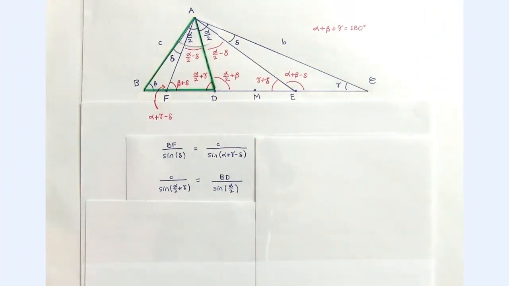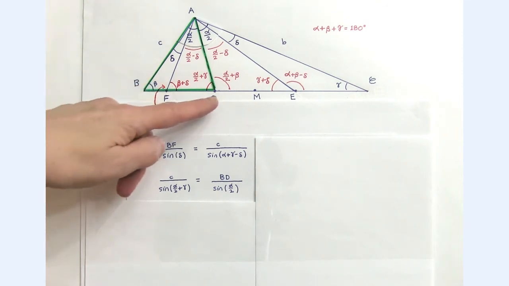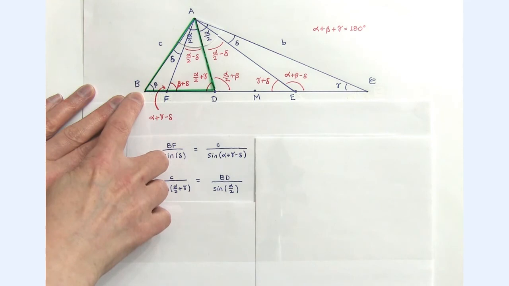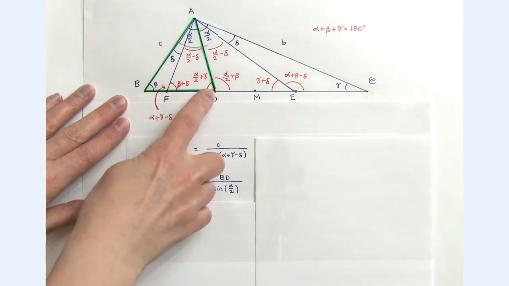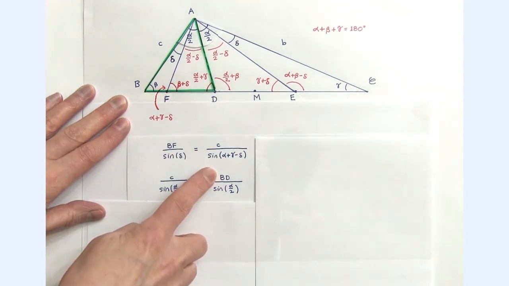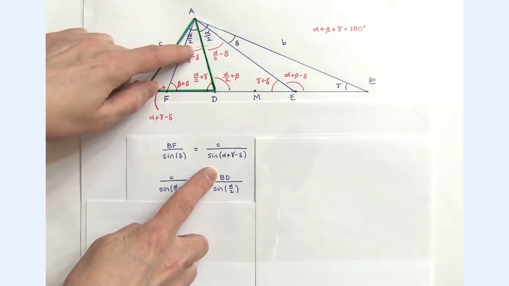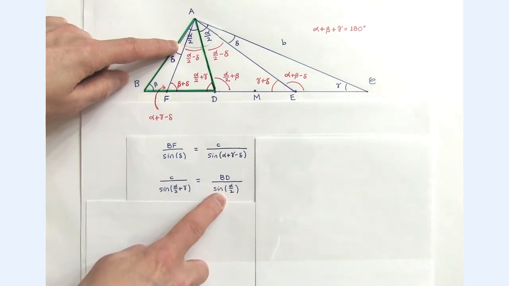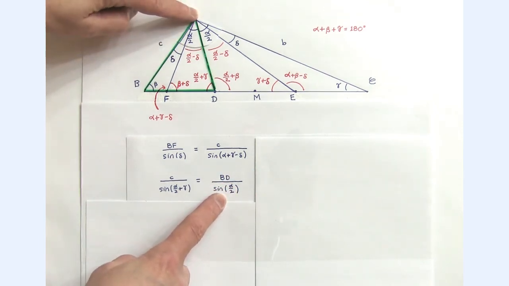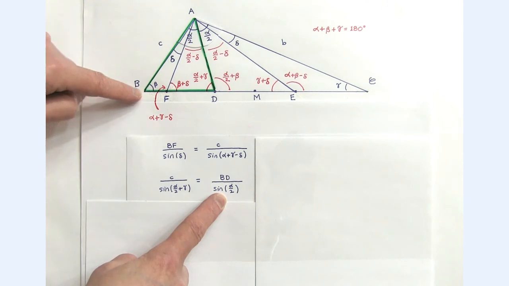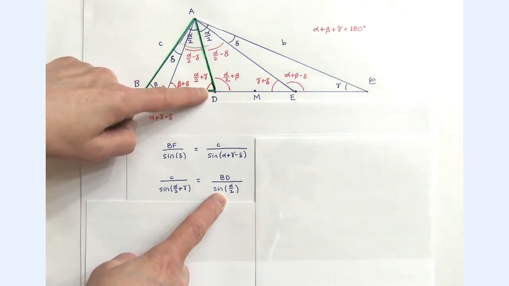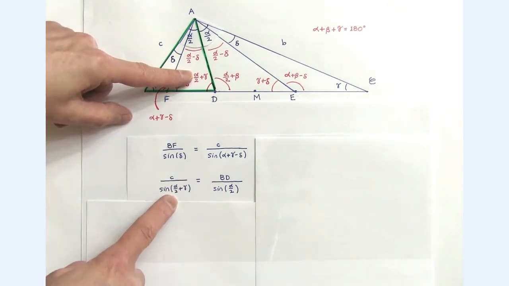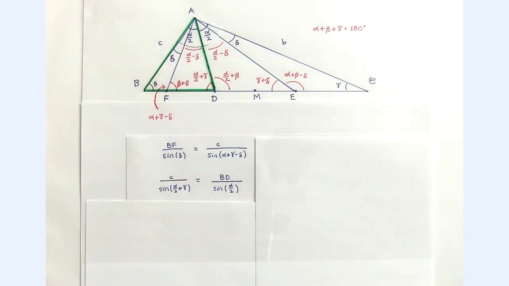Continuing to my next triangle, which is triangle ABD, I'm doing the same thing. So I take side BD over the sine of its opposite angle, which is alpha over 2, and that's equal to C over its opposite angle, so C over the sine of alpha over 2 plus gamma, like that.